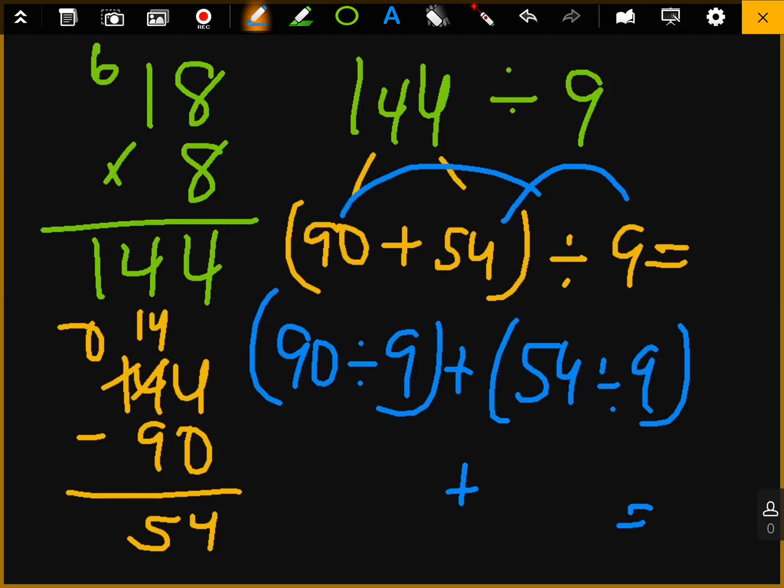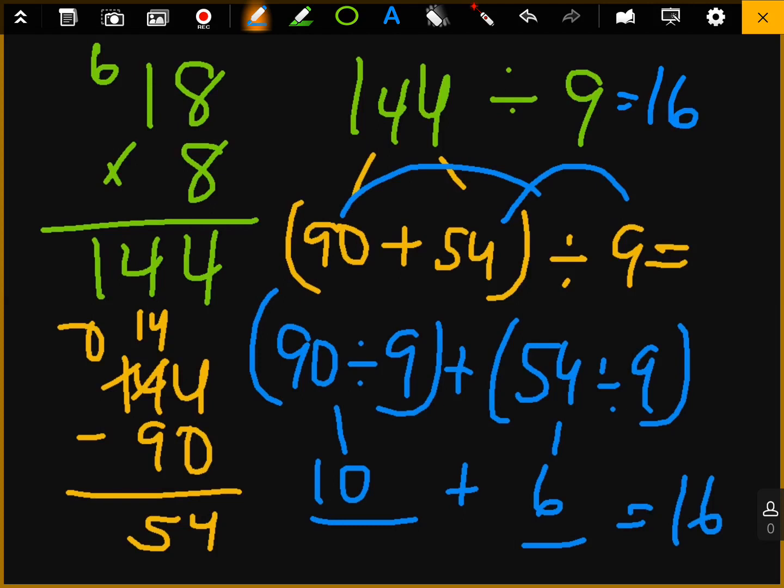Okay? So 90 divided by 9 is 10. 54 divided by 9 is 6. 10 plus 6 is 16. So 144 divided by 9 is 16.